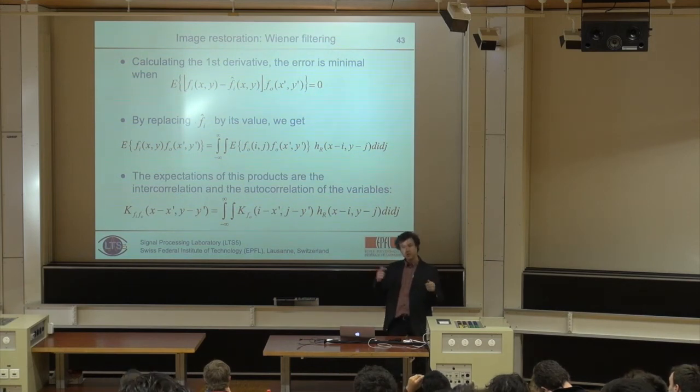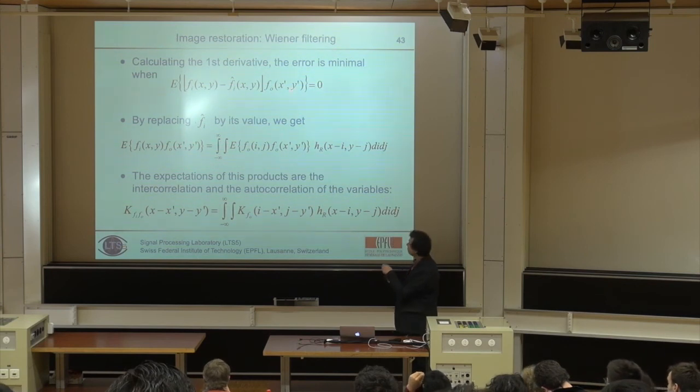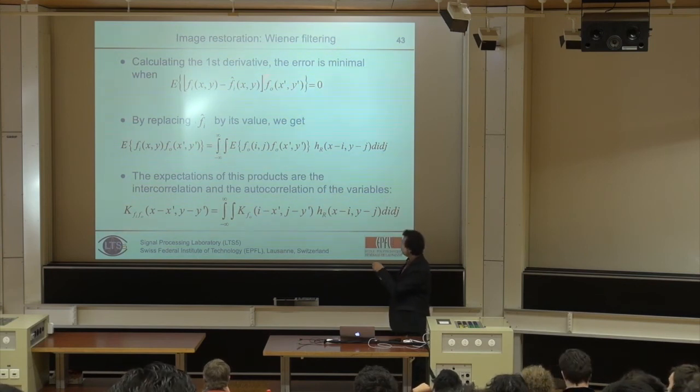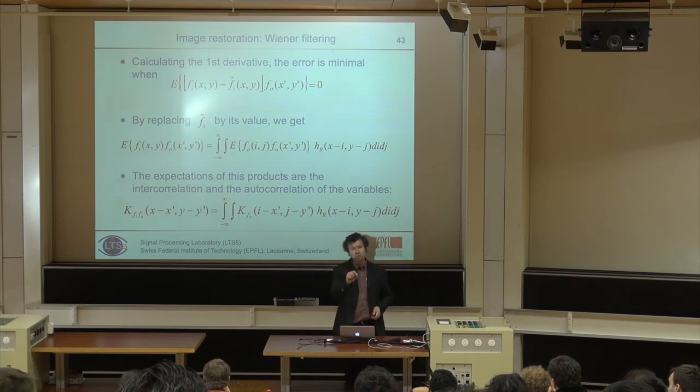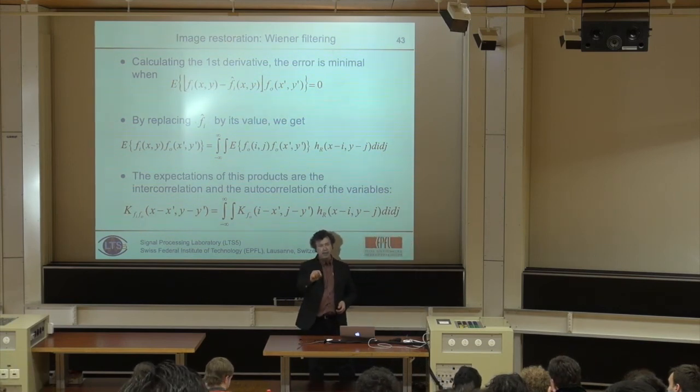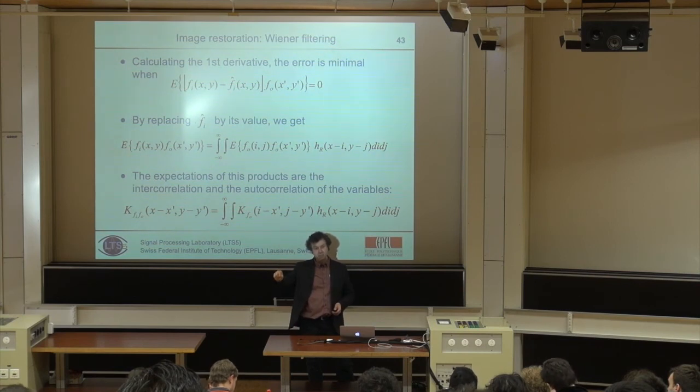And now there are a series of steps that I will go through quickly because they are not difficult. If I distribute that, remember Fo, what is Fo? Fo, my observed image, is Fi convolved by HD, degradation, plus noise.